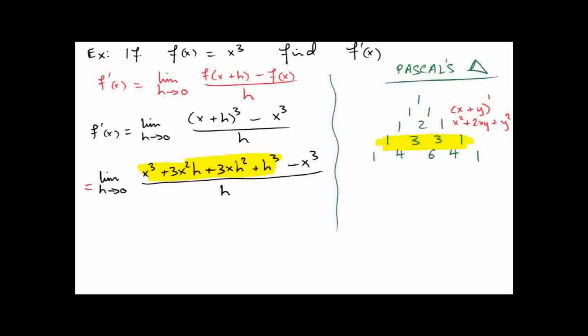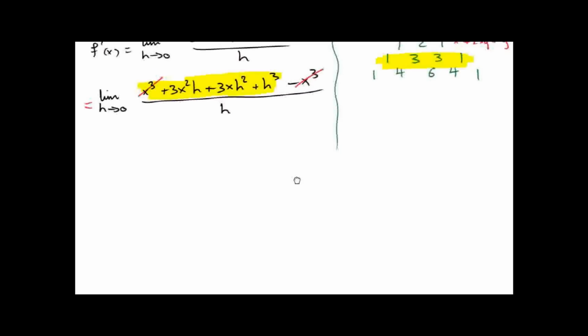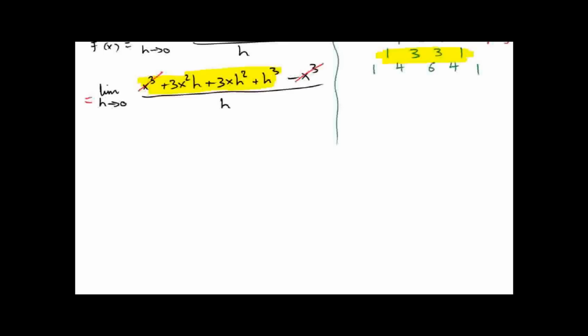Now remember, our goal is for everything on top that doesn't have a h in it to disappear, isn't it? Now what's the only thing on top that doesn't have a h? X cubed at the start, and nicely there's another x cubed at the end, the minus x cubed. Okay? So the x cubes disappear. And then what does that give me on my next line? The limit as h goes to 0.